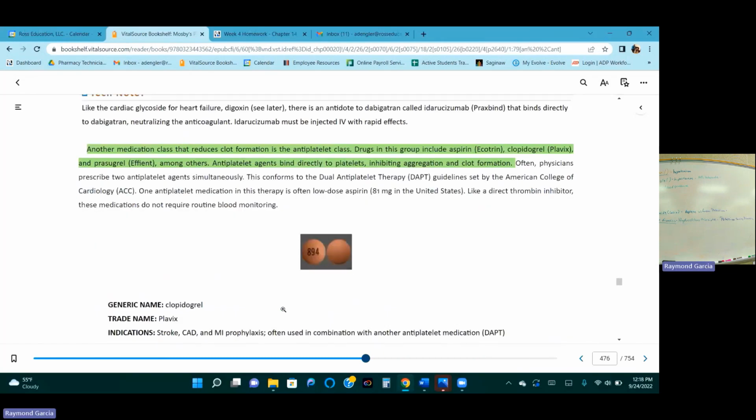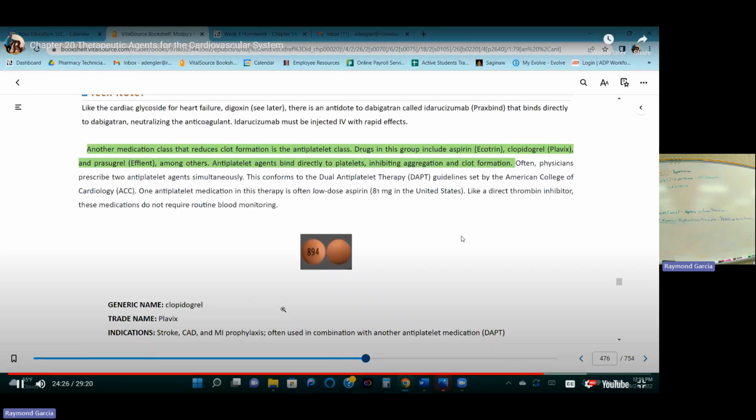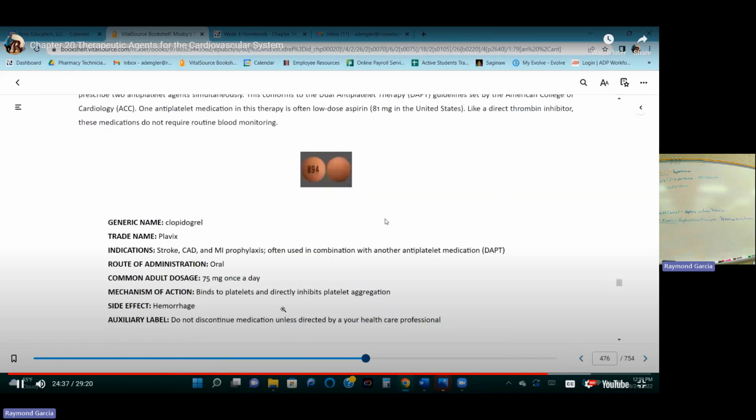The medication class that reduces clot formation is the antiplatelet class. Drugs in this group include aspirin, clopidogrel, and Effient, among others. Antiplatelet agents bind directly to platelets, inhibiting aggregation and clot formation.